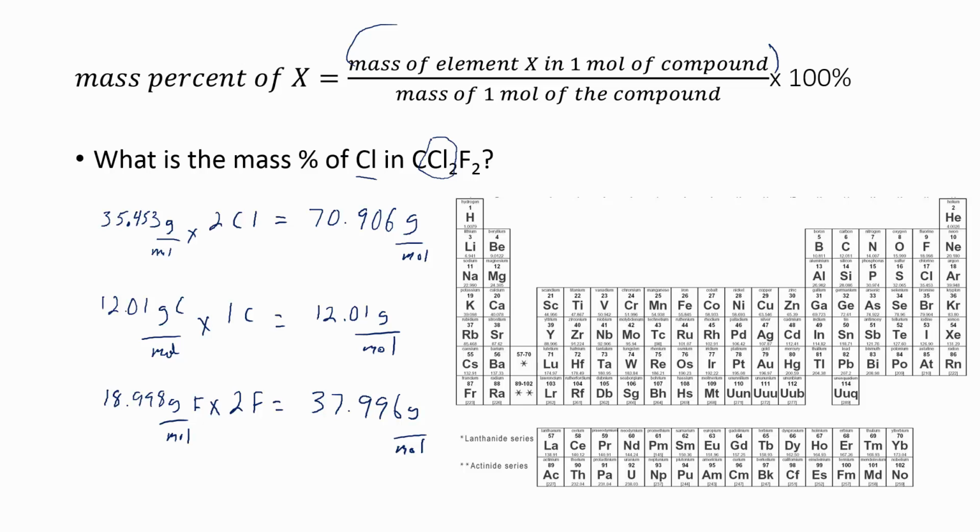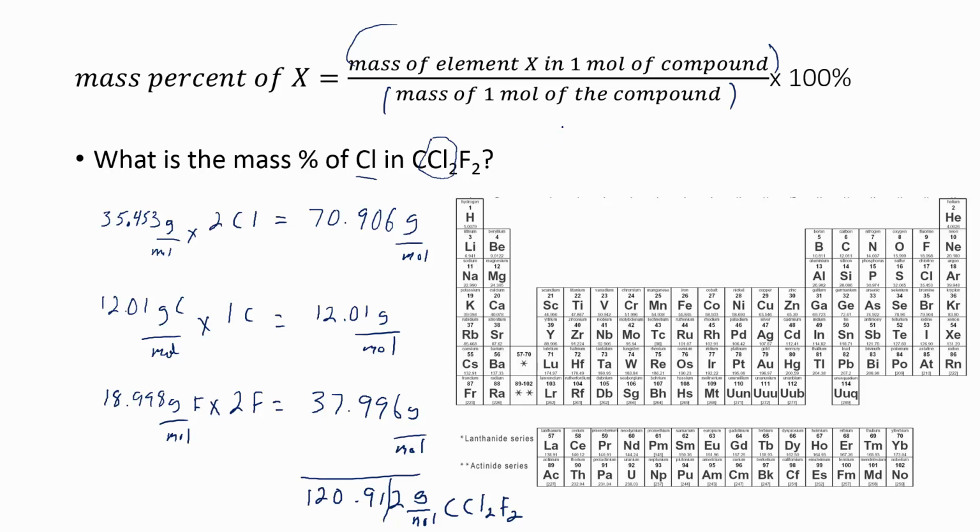So that means 70.906 plus 12.01 plus 37.996. The total for the whole compound would be 120.912. And we'd probably truncate at that second decimal because of carbon, which I guess we could have taken more digits for, but whatever. Here we go, grams per mole for the whole thing, CCl2F2. So that's the bottom here. That's the mass of 1 mole of the entire compound.